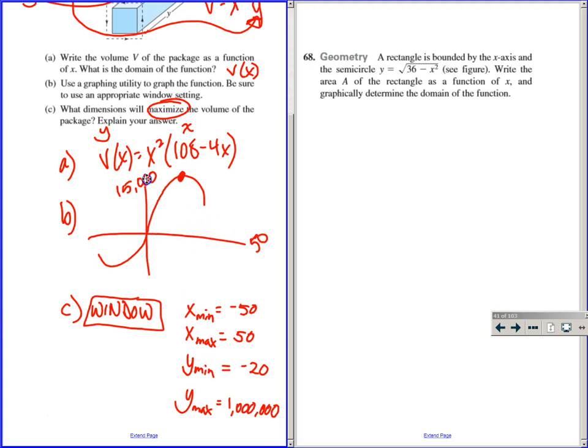Has anybody gotten the graph on their calculator? I see a few of you playing with it. Any luck yet? Yeah, I got it. It might look different. Is it like an M?